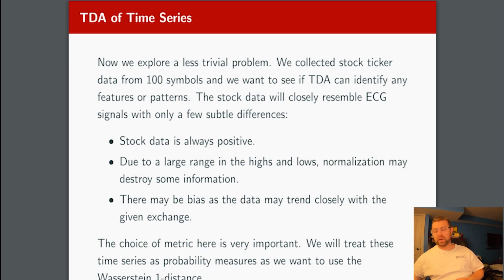So we just got some stock data from 100 symbols on the market, I think NASDAQ or Dow, and we just wanted to see how this works with those. They're pretty similar to ECG signals. They're always positive, right? Normalization might give us some issues, and there might be a little bit of bias with how it trends with the given exchange. But that's not super important for us. We're not necessarily looking for results. We just want to show that TDA with our metric is legitimate on time series data.